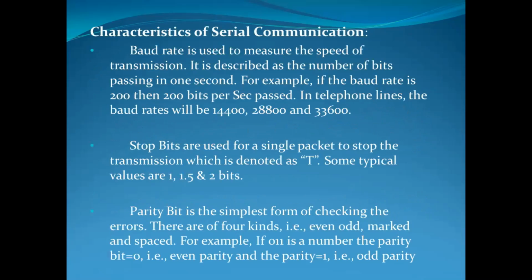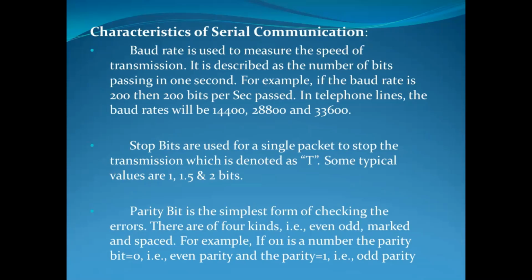Characteristics of serial communication. Baud rate is used to measure the speed of transmission. Generally, the speed is measured in baud rate. It is described as the number of bits passing in 1 second. What is meant by baud rate? It is the number of bits passing in 1 second. For example, if the baud rate is 200, then 200 bits per second are transmitted. In telephone lines, the baud rate will be 14400, 28800 and 33600. This means that many bits are transmitted per second.